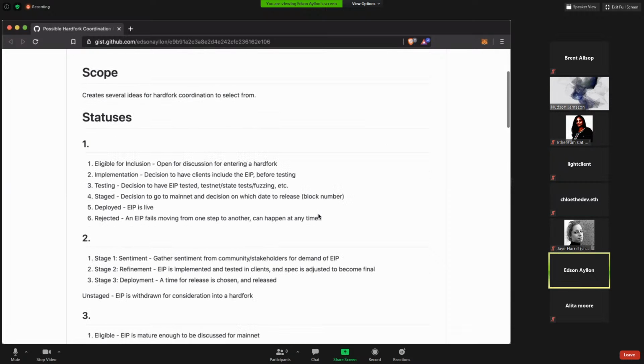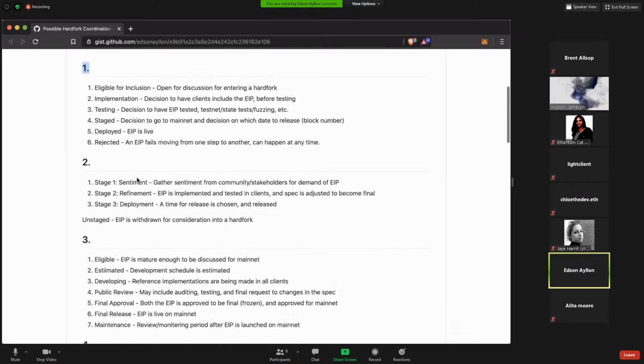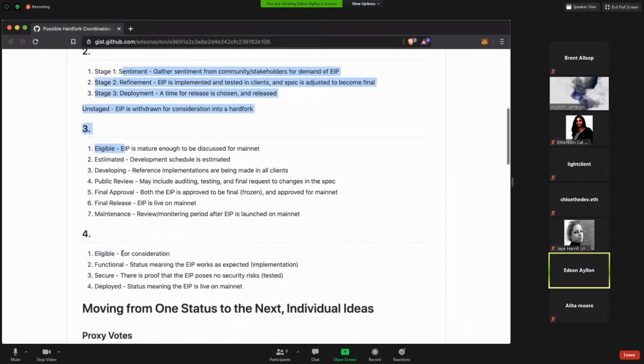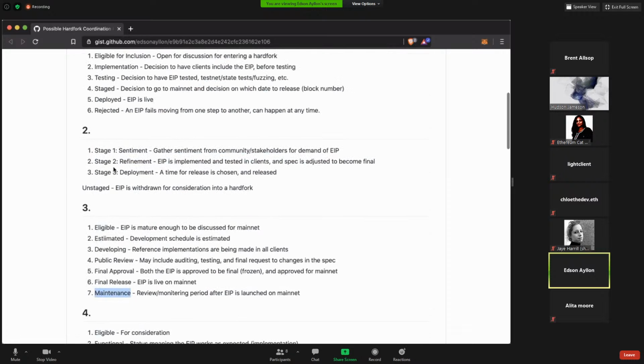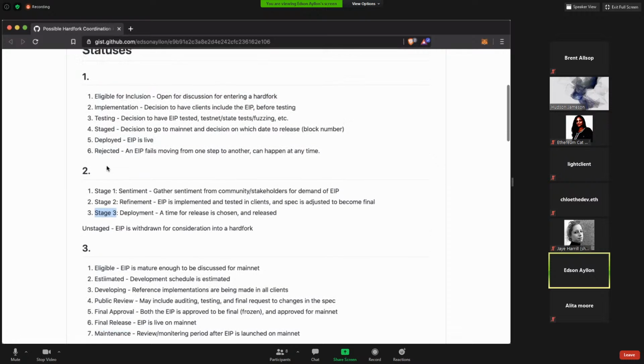I guess so. It's looking like a combination between the first one and then elements from other ones, like maintenance, using staging to differentiate where it is.